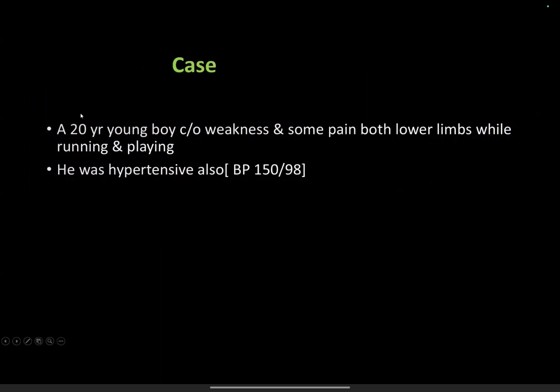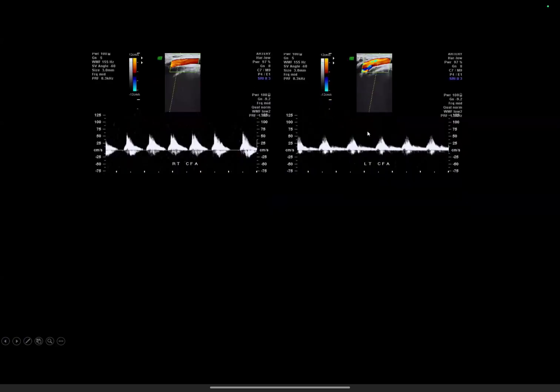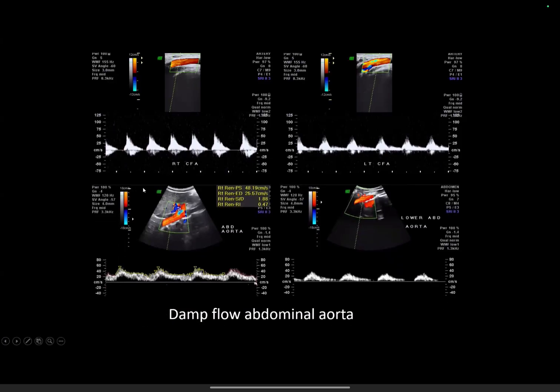Now another case, a 20-year-old young boy with weakness and some pain in both lower limbs while running and playing. That is exertional claudication in this young boy. And he was hypertensive also. BP was 150/98. Now lower limb arterial Doppler was asked. The femoral flow is abnormal. On left side, again abnormal. This is monophasic. The velocities are less. So it shows some upstream pathology, a limiting factor.